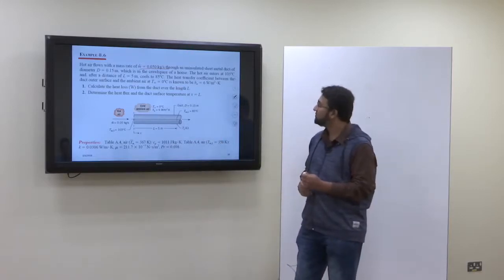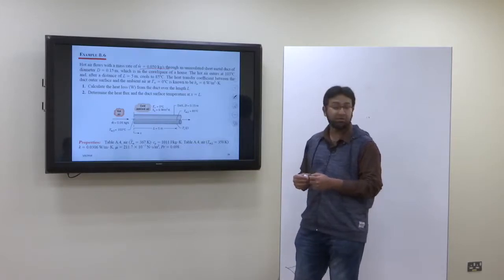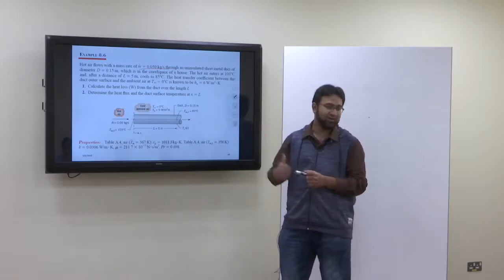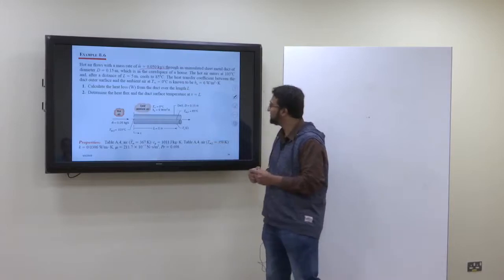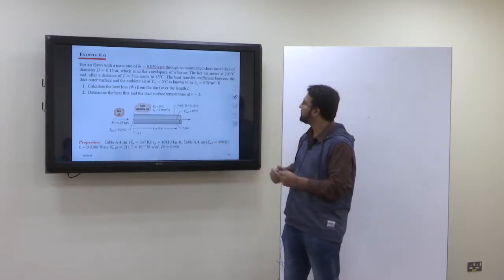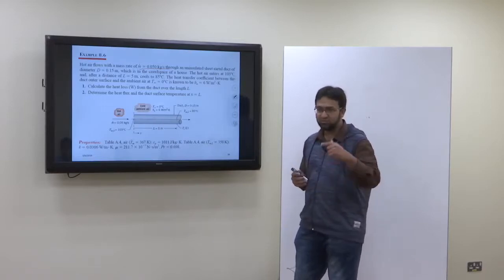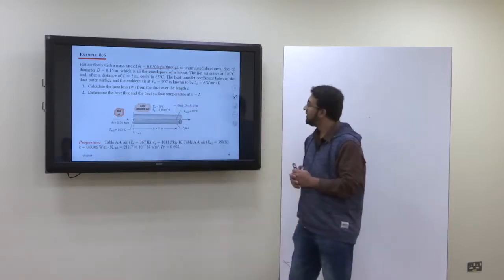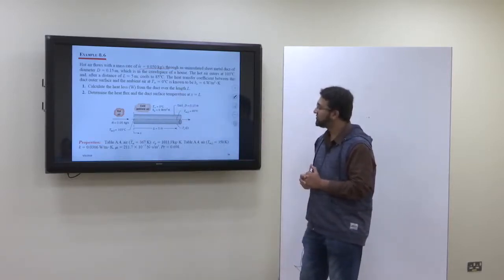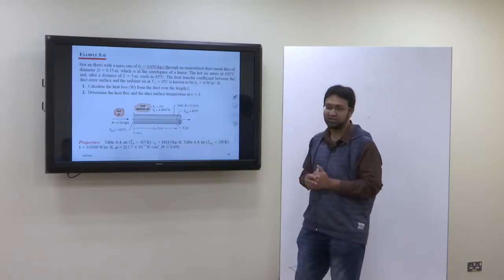The heat transfer coefficient between the duct outer surface and the ambient air at T infinity of 0 degrees centigrade is known to be h = 0.6 watt per meter square Kelvin. So ambient air is at 0 degrees centigrade. Probably they're in Canada. Okay, so this is the outer side heat transfer coefficient. Calculate the heat loss from the duct over the entire length. Determine the heat flux and the duct surface temperature at x equals L.